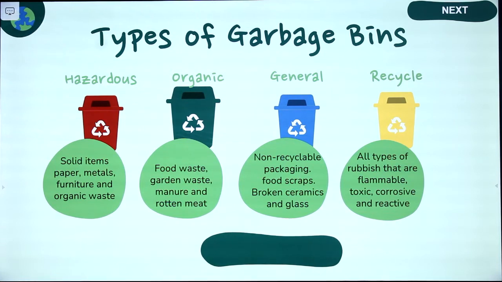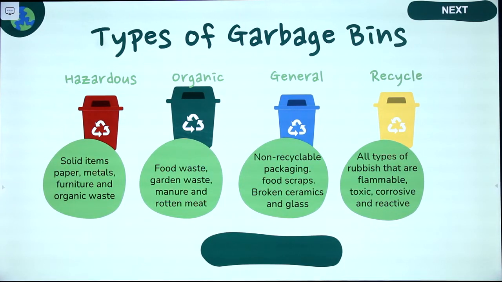Let us look at the types of garbage bins that we can use in our daily lives. The first one is a hazardous garbage bin where you can throw solid items like paper, metals, furniture and also organic waste. Next is food waste, garden waste, manure and rotten meat. In general, garbage bins can be used for food scraps, glasses, broken ceramics and non-recyclable packaging.